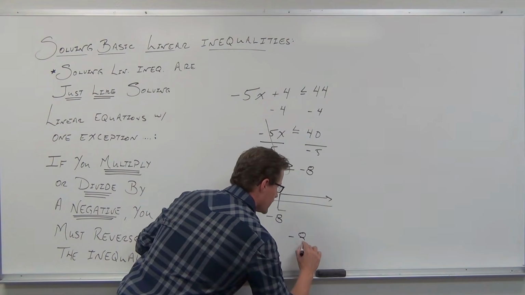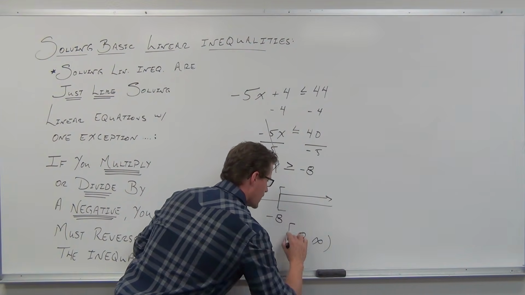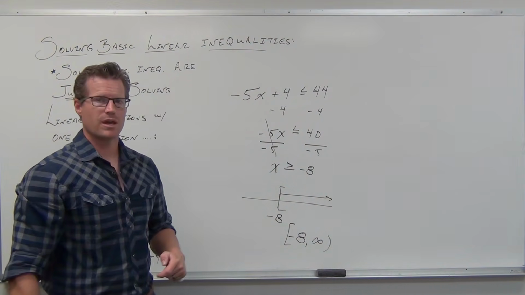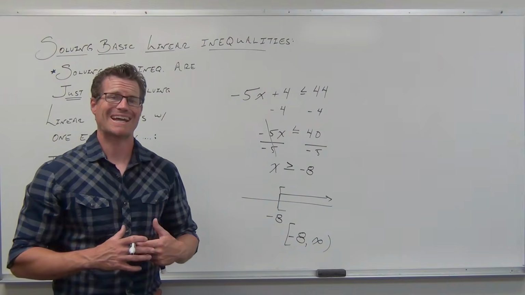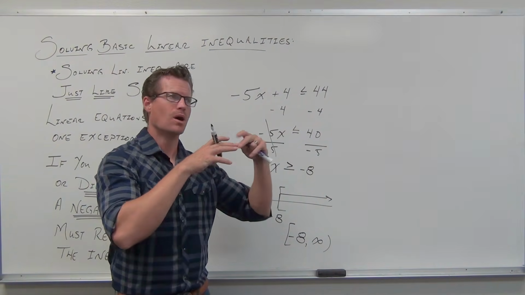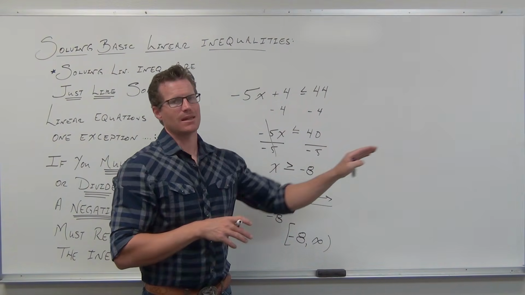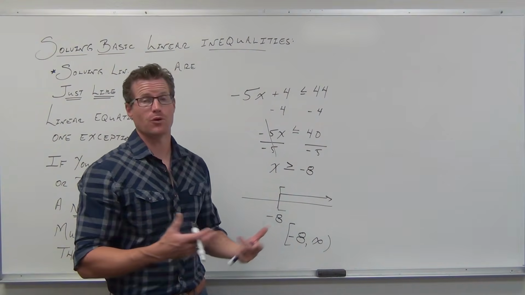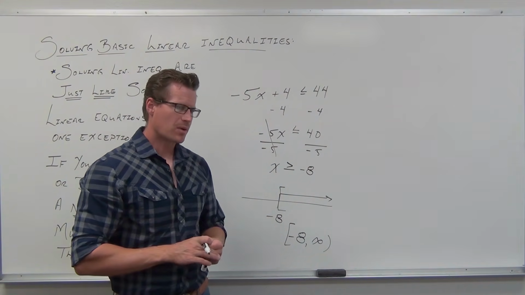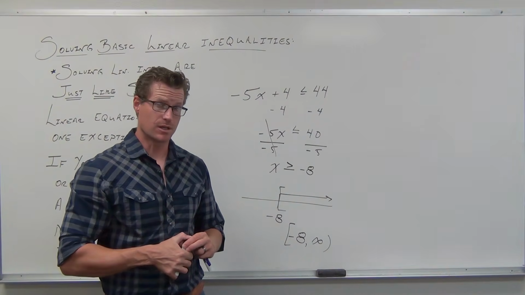We start at -8. We use the bracket for -8. We use the parentheses at infinity because we can't actually end there. There is no ending number here. We're just representing this as forever. That's the idea. Practice this before you get started on the next video.